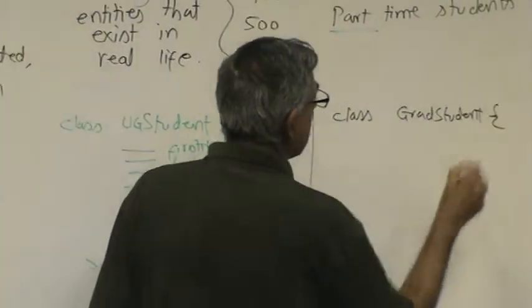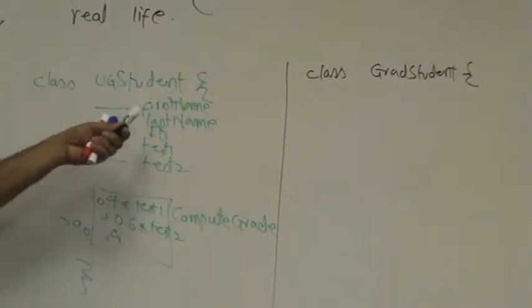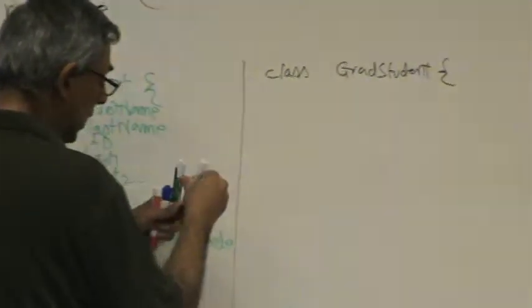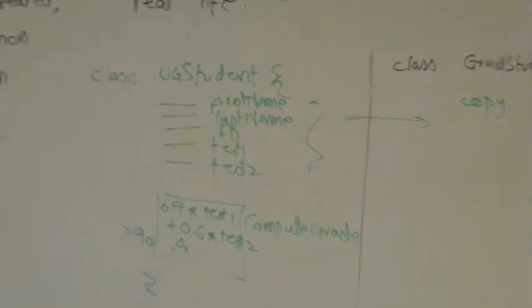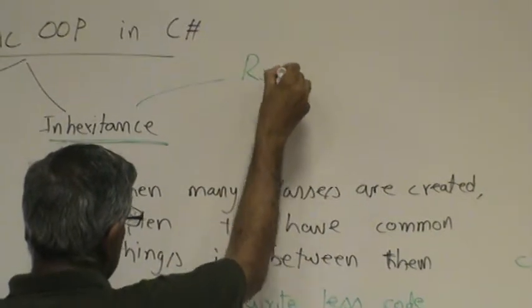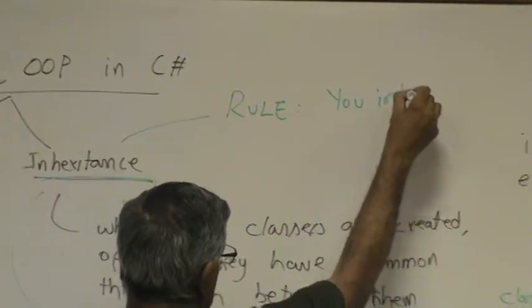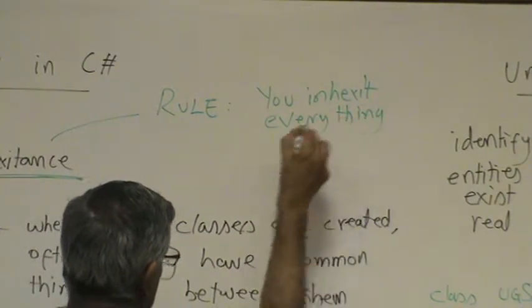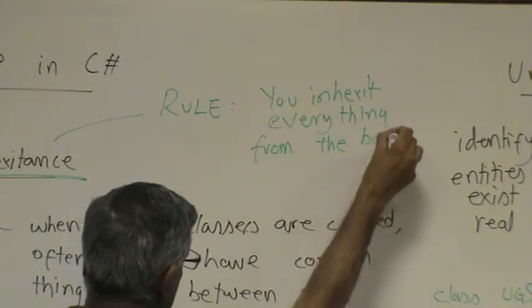So as we discussed last time, will a grad student have first name? Yes. Last name, ID, test1, right? So the first 5 fields will be the same. So one option is we just copy it over here. Okay. Now in inheritance, the rule is, okay, you inherit everything from the base class or the parent class.